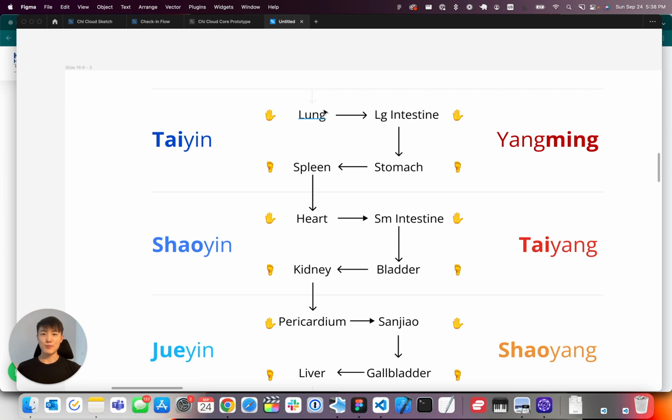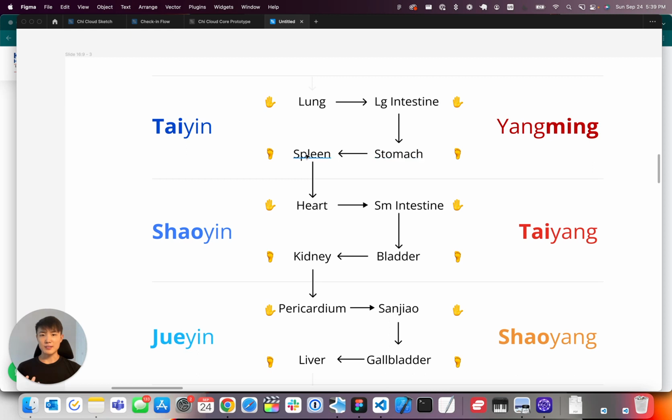Next, you just have to remember the order that they go in. So the lung and large intestine you can think of as first. They're the most external of the pairs. The large intestine being, the anus is right there. It's like the end of the cave. The lung breathes in air. It's the most external of the yin organs.